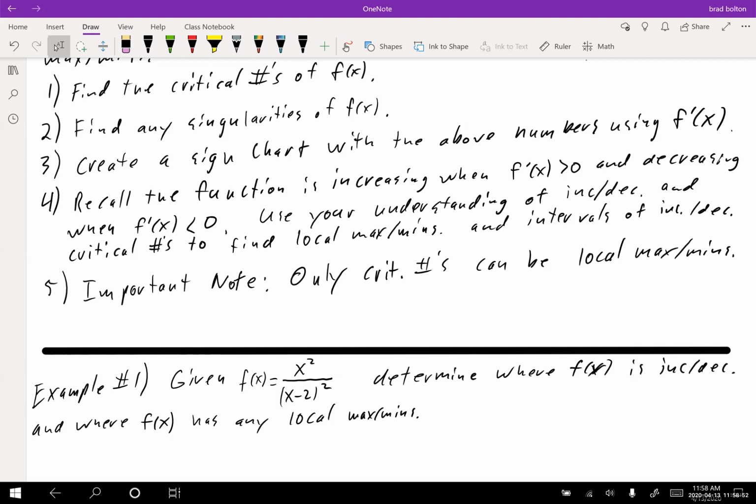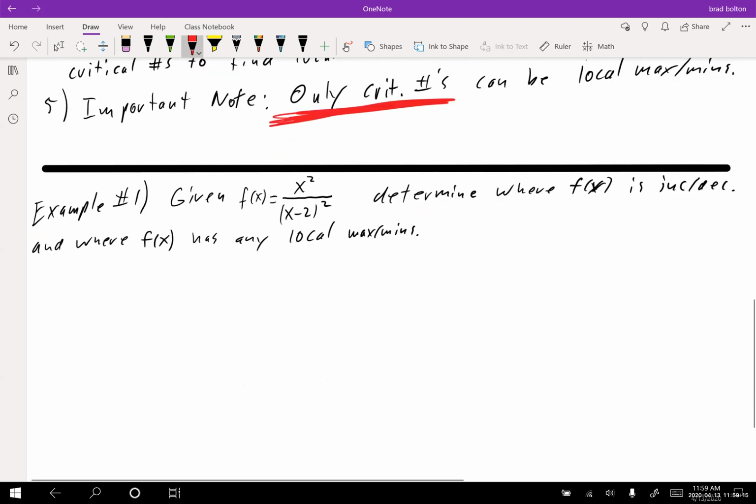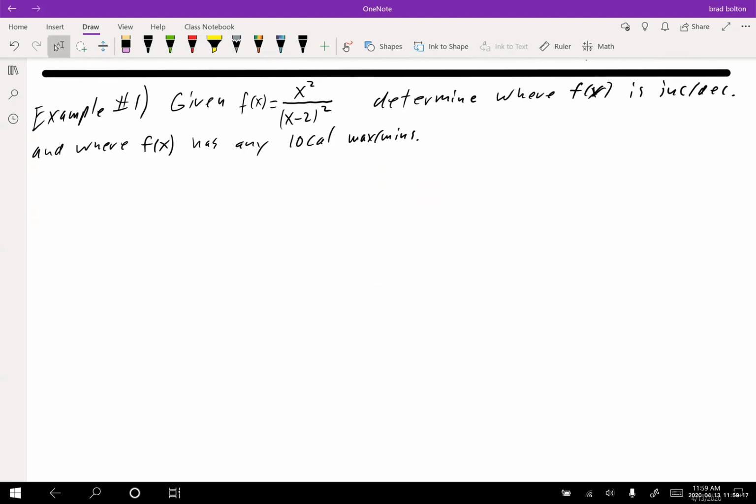And something to just recall is that only critical numbers can be local mins or maxes. Singularities cannot be local mins or maxes because local mins or maxes have to be in the domain of the original function. And likewise, critical numbers have to be in the domain of the original function. So let's take a shot at an example.